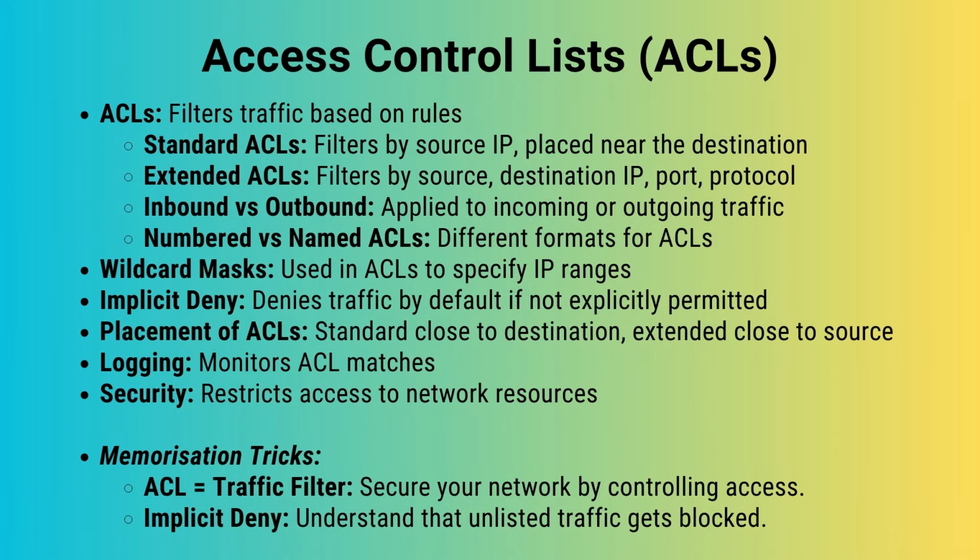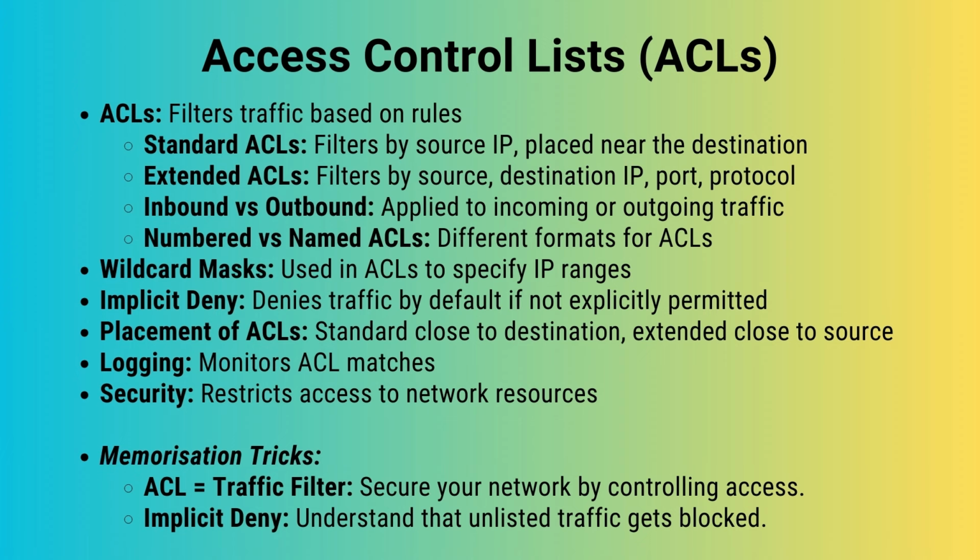Access control lists are powerful tools for filtering network traffic and implementing security policies. ACLs filter packets based on specified criteria and are used on routers and firewalls. Standard ACLs filter based on source IP address only and are typically placed close to the destination. Extended ACLs can filter based on source and destination IP, protocol, and ports, and are usually placed close to the source. Numbered ACLs use numbers for identification, while named ACLs use descriptive names for easier management.